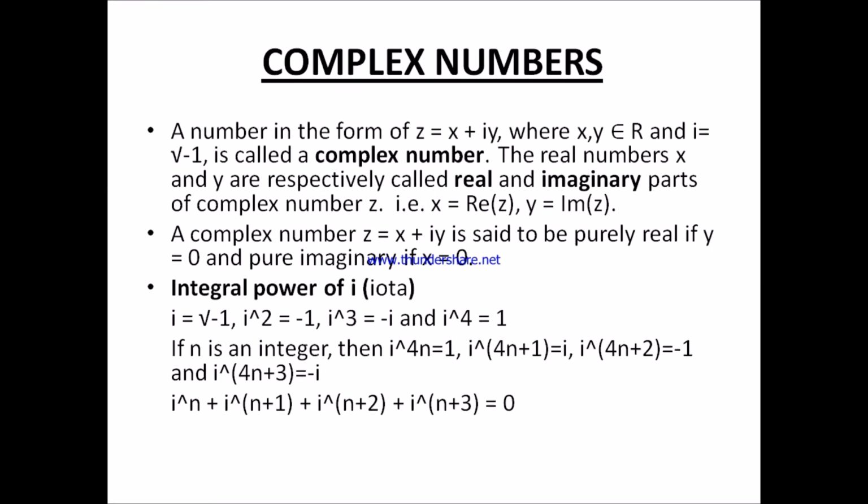As we can understand from the definition given on the screen, it is a number which is written in the form of x plus iy, where x and y belong to real numbers, and i is equal to root over minus 1. This is called a complex number. Let's take up the main idea of a complex number. So what is actually a complex number? It is a mixture of a real number and an imaginary number.